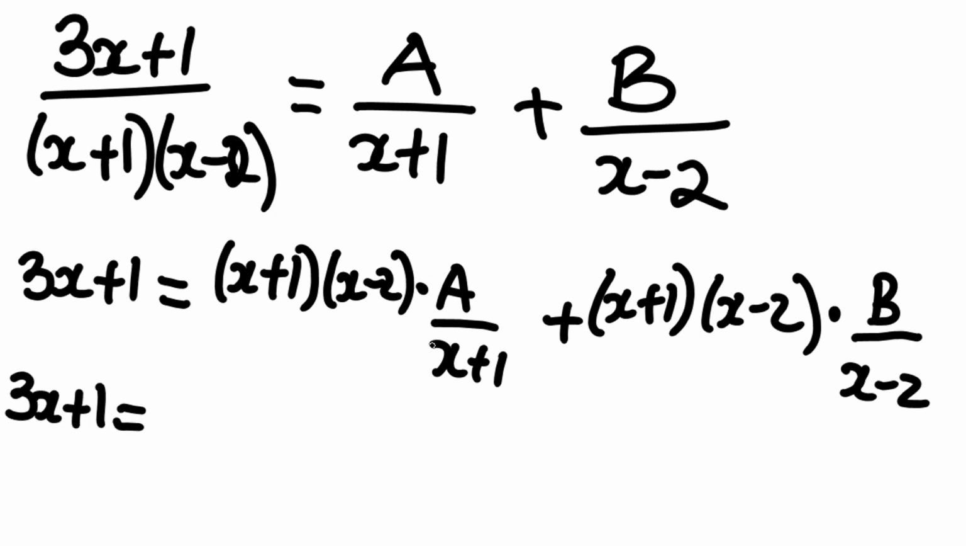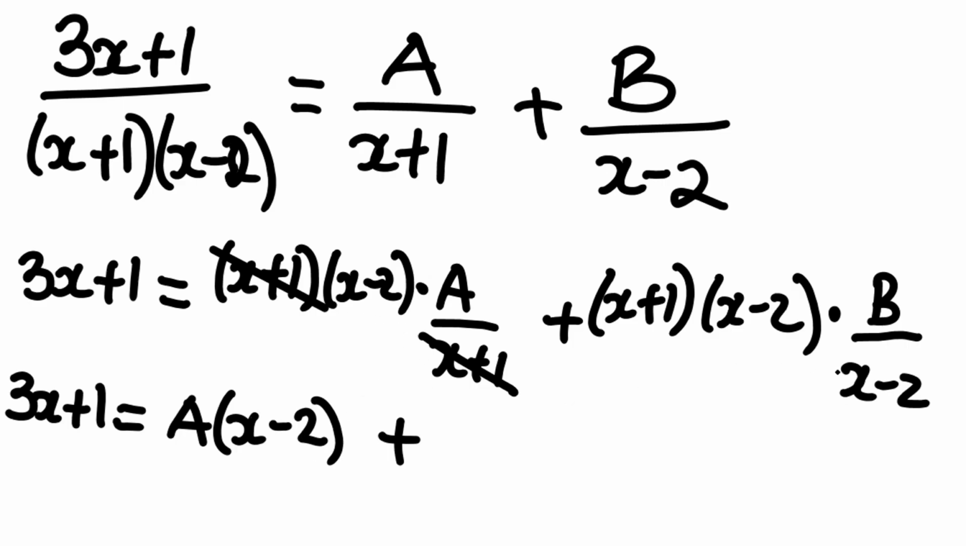equals, so this x plus 1 will simplify this x plus 1 factor. So you'll be left with a multiplying x minus 2. That's what we'll be left with. Plus over here, x minus 2 will also simplify this x minus 2 factor, so you'll be left with b multiplying x plus 1. So that's what we have for now.